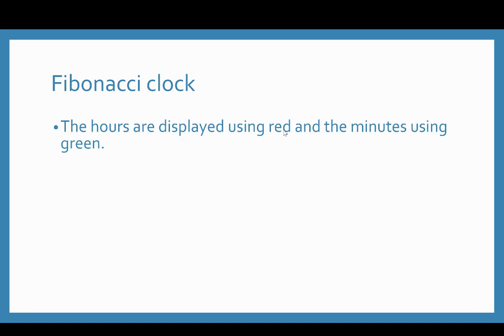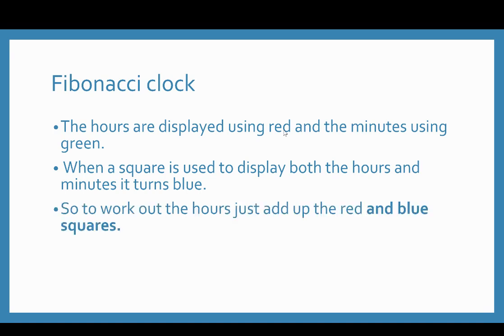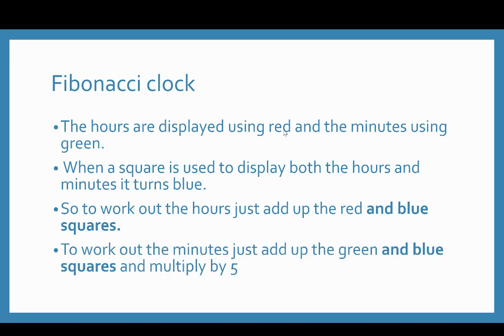Right, I slightly misled you there because there is actually a third rule. The hours are red and the minutes are green, but sometimes you need to use the same square for both hours and minutes. So when a square is used to display both the hours and the minutes, it's blue. So that means to work out the hours, you just add up the red and the blue squares. Okay, that's the hours. But to work out the minutes, you add up the green and the blue squares and multiply by 5.